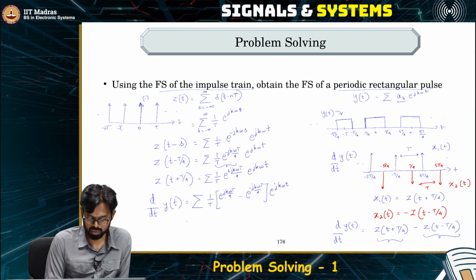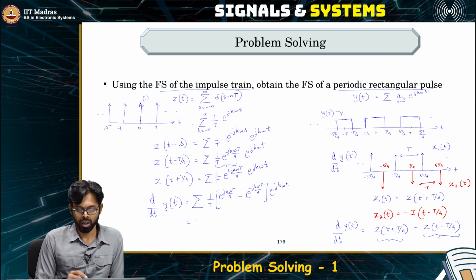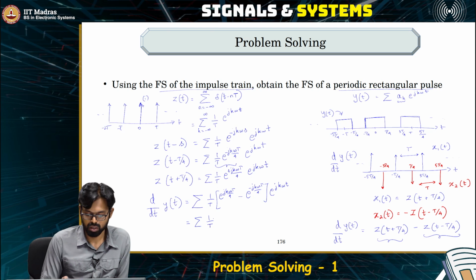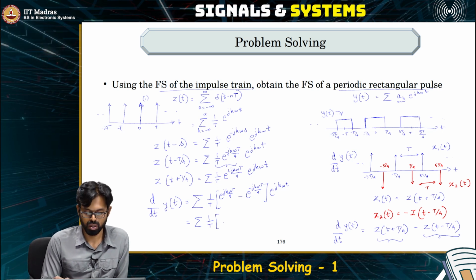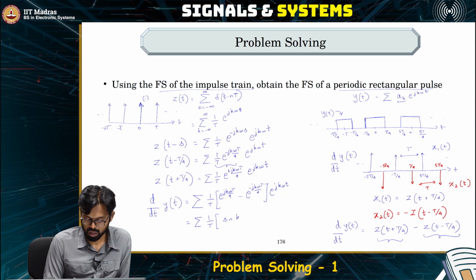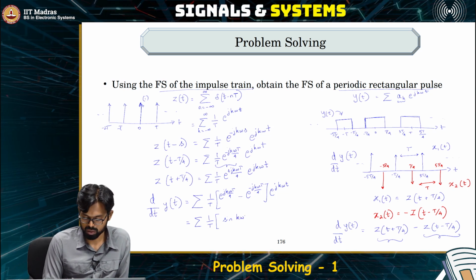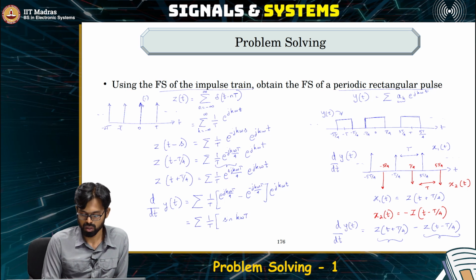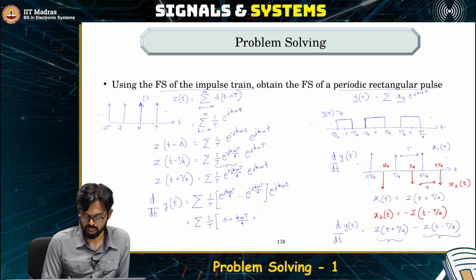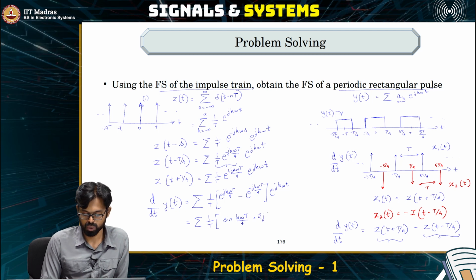Alright, so what is this? This is 1/T sine of kωT/4 times 2j.